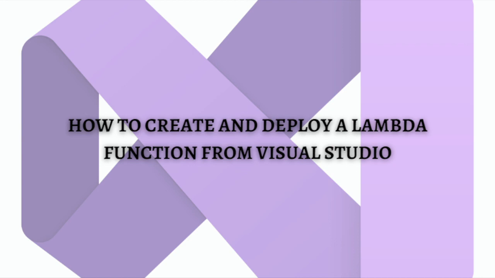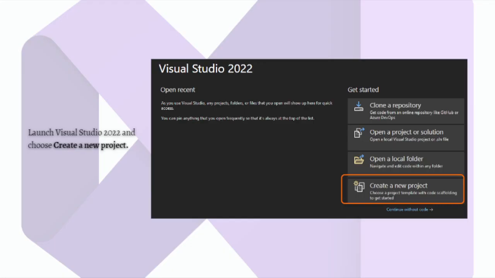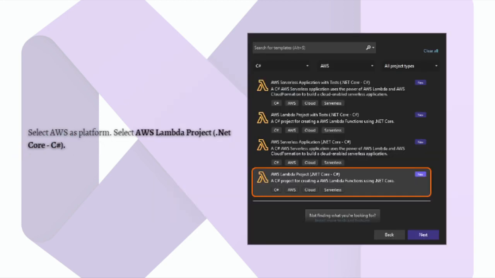So first, let us know how to create an AWS Lambda project for detecting image labels. So first, just launch Visual Studio 2022 and choose create a new project. After you've done that, just simply select AWS as platform. So select AWS Lambda project right here.